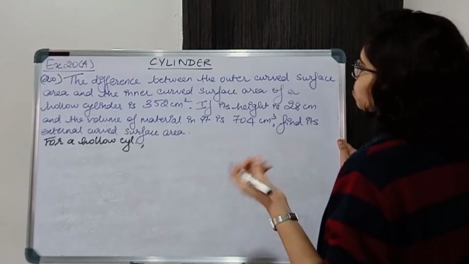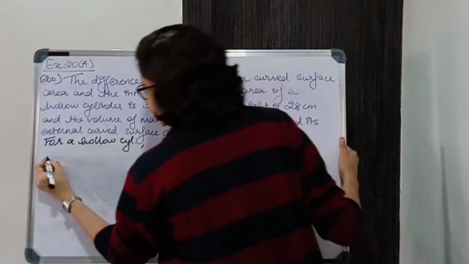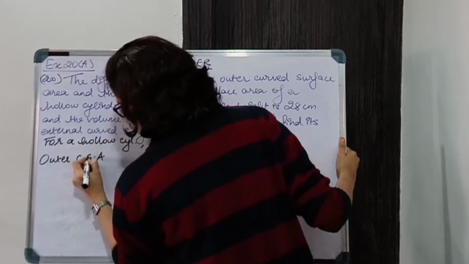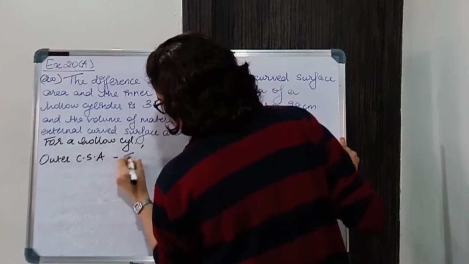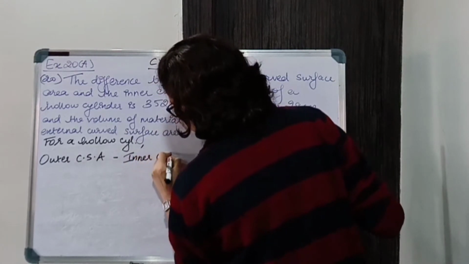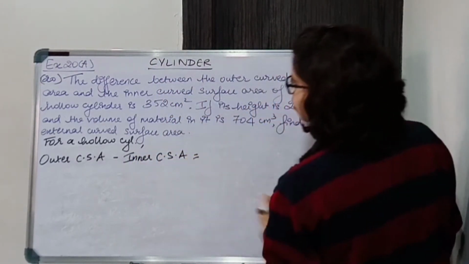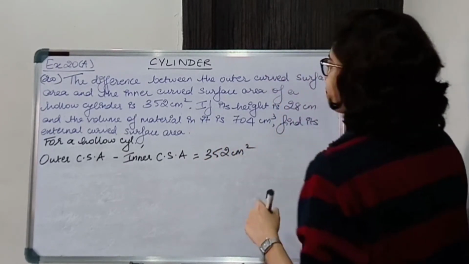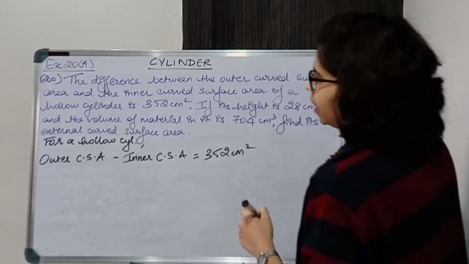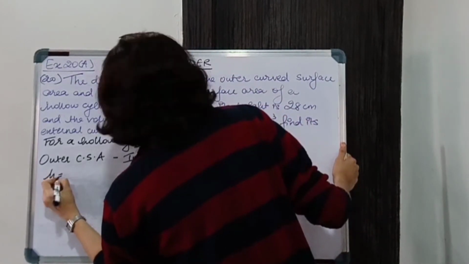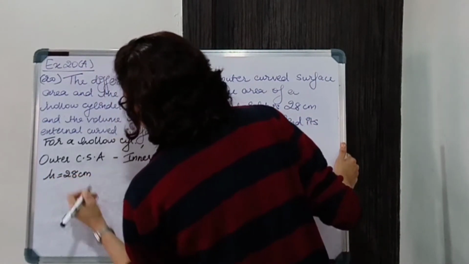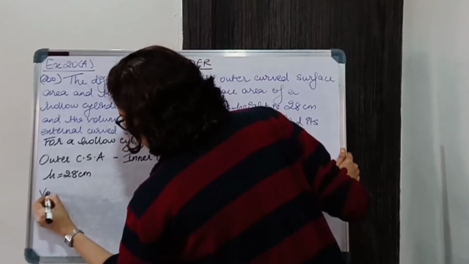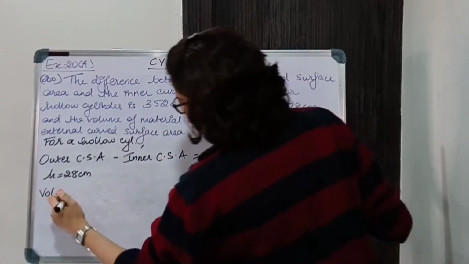You are given the difference between outer curved surface area and inner curved surface area. So outer CSA minus inner CSA is 352 centimeter square, and its height is given, it is 28 centimeter, and the volume of material in it is given as 704 centimeter cube.